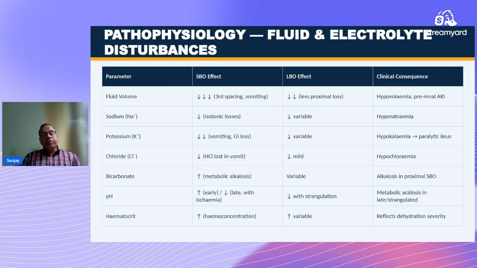Whereas in large bowel, the fluid loss is less as compared to small bowel. The sodium and potassium loss is also less as compared to small bowel. It depends on the type and the degree of obstruction. The chloride loss and even the metabolic disturbances are not as pronounced as in the small gut. And hematocrit again may or may not rise, and generally reflects the dehydration severity. So there are quite distinct fluid and electrolyte disturbances which occur in a patient with small bowel obstruction as compared to a large bowel obstruction.